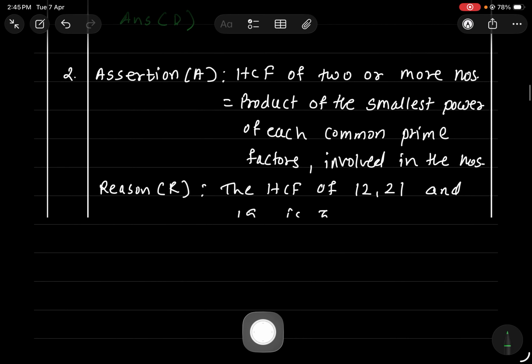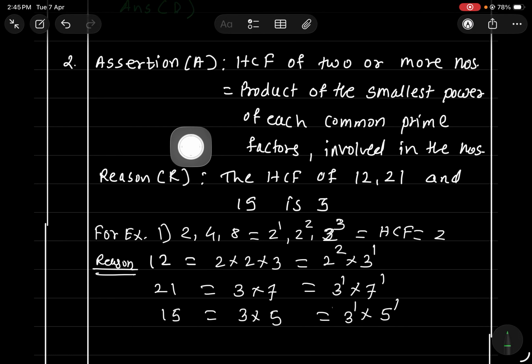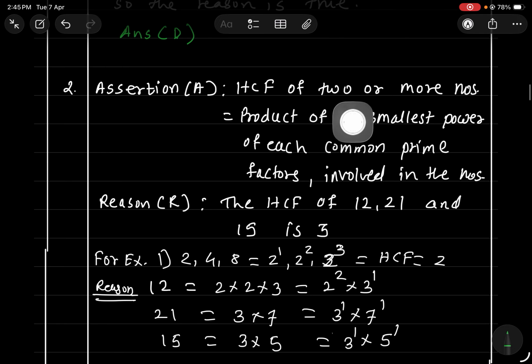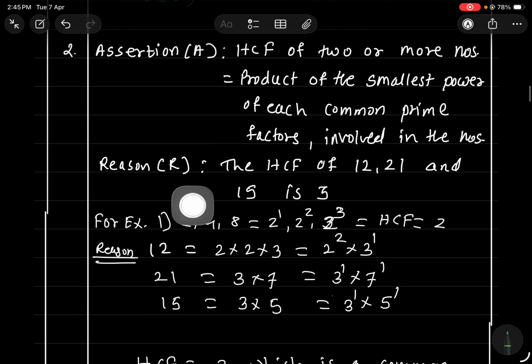Then the second question. Here the assertion A is: the HCF of two or more numbers is the product of the smallest power of each common prime factor involved in the numbers. Then the reason R: the HCF of 12, 21 and 15 is 3. Three numbers are given, 12, 21 and 15, and their HCF is 3.